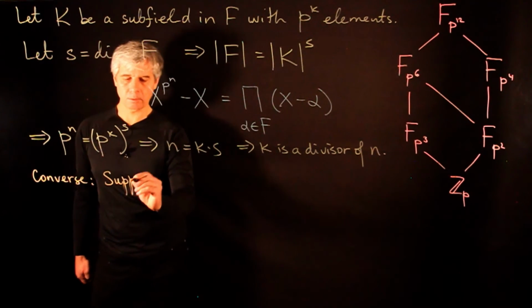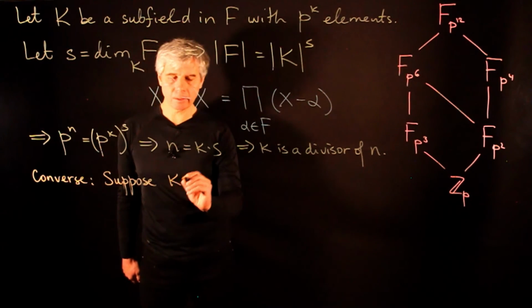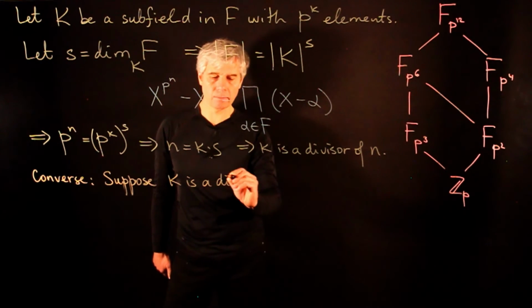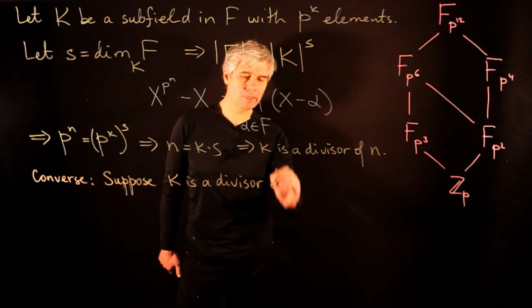To prove the converse, suppose k is a divisor of n.